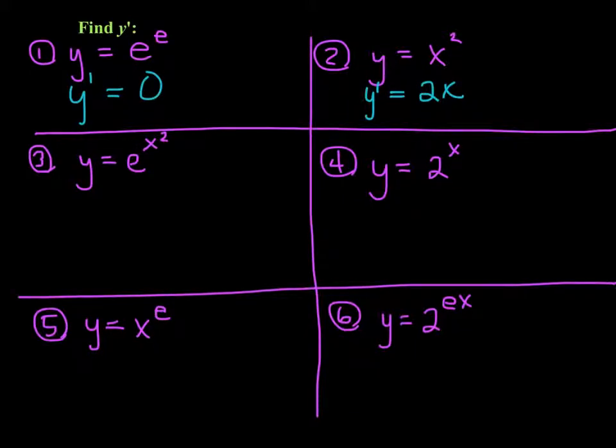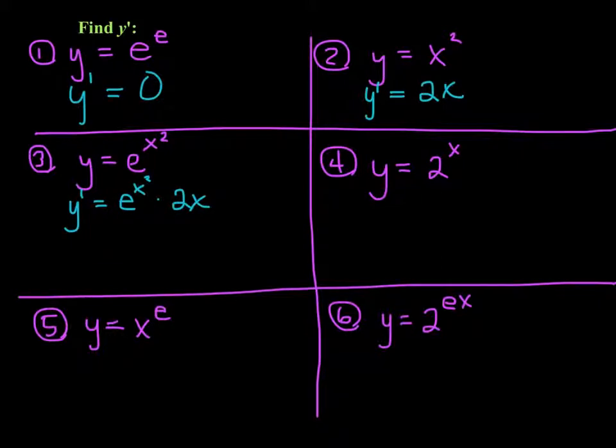All right, the next one. y equals e to the x squared. This is a classic exponential function because our exponent is in terms of x. And so when we take the derivative of this using our new rules, okay, this is an e to the u. So we copy down e to the u times the derivative of the exponent, 2x.